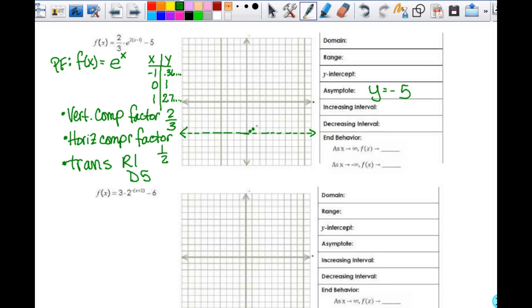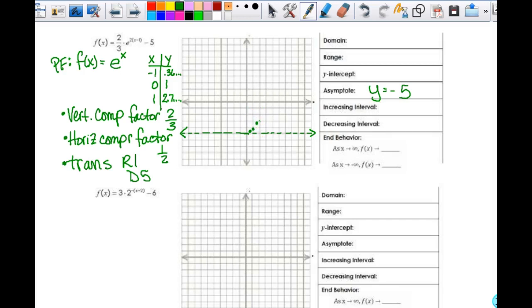Then when I'm at 1, I'm at about 2.7. So vertical compression by a factor of 2/3. So I'm going to have to do 2.7 times 2/3 basically. So I'm going to divide by 3 and multiply by 2. So that 2.7 is like 27. Well, that divided by 3 is 9. So I'm at 0.9. Then I double that and I'm at 1.8. So I'm about right here. Horizontal compression by a factor of 1/2. Move to the right 1 and down 1, 2, 3, 4, 5. Okay, so those are my 3 points.